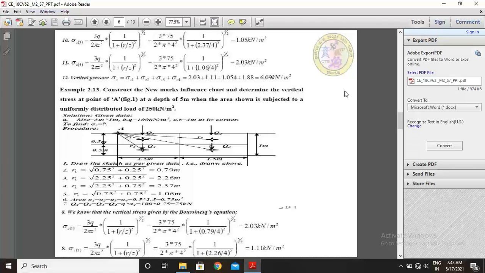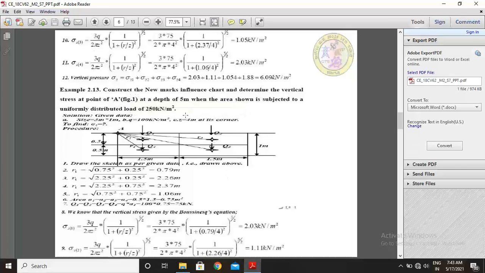So here you draw the diagram first, then calculate the radial distance, then calculate the area, then convert the surcharge load into a point load, then use the Boussinesq equation for the point load, then substitute the values for each rectangle, then do the summation. Finally, we are getting the vertical pressure at the required point for all the rectangles. So this is the solution of this type of problem. Let us see the next problem.